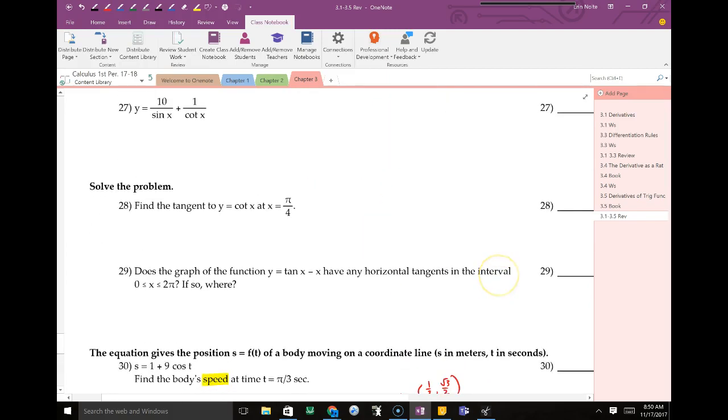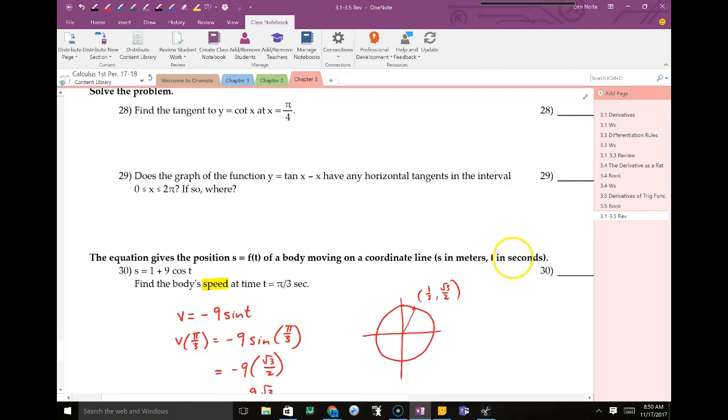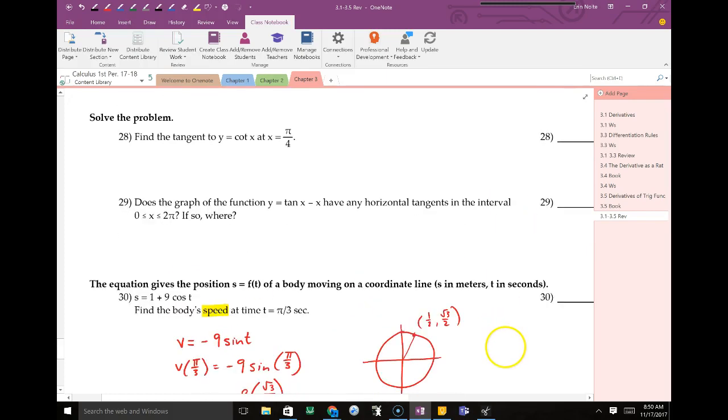Okay, are we ready? 28. 28 is exactly the same as this idea, well, for the most part. A tangent: anytime they say tangent, you're finding the slope. So to find the slope, you just find the derivative and plug in the x value. So find the derivative, plug in the x value.